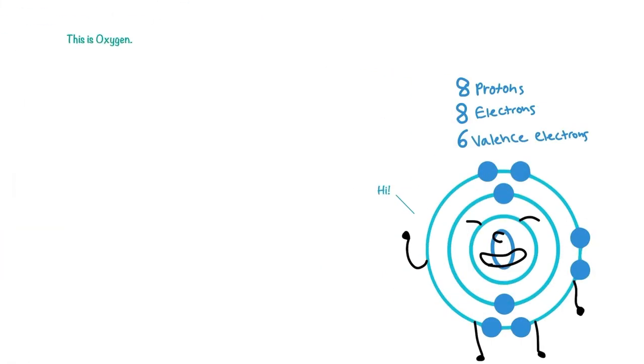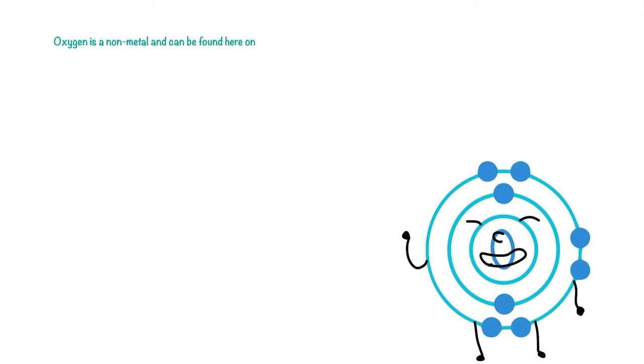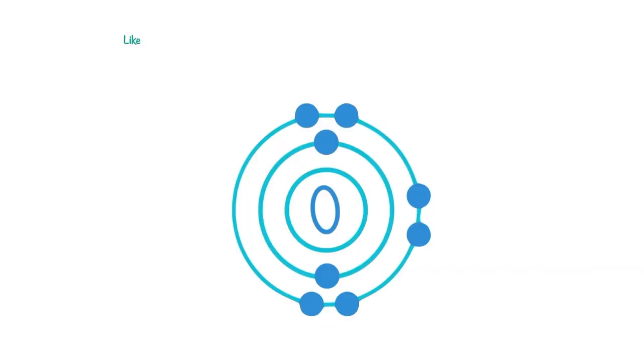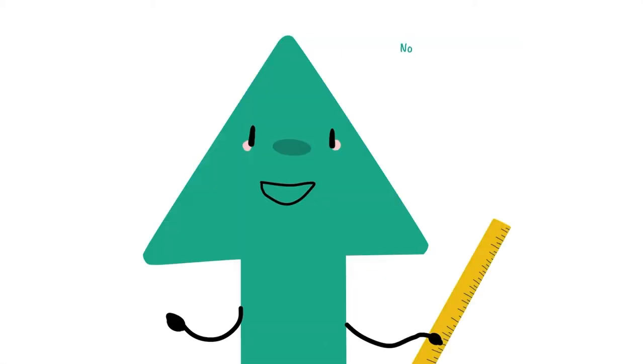This is oxygen. Oxygen is a nonmetal and can be found here on the periodic table. Like all atoms, oxygen's goal is to achieve a full valence shell. To achieve a full valence shell, they must gain 2 valence electrons through bonding with other atoms. Now, let's get into the story.